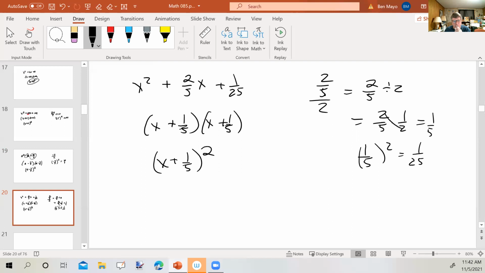Again, why do we want to do that? Because to use this square root property, we need to have one side of the equation a perfect square trinomial. Okay, now let's see here.